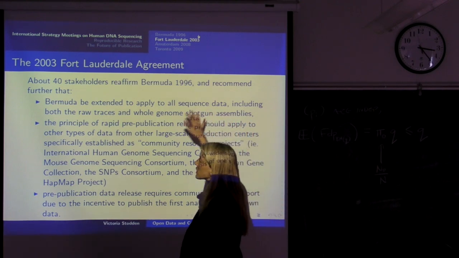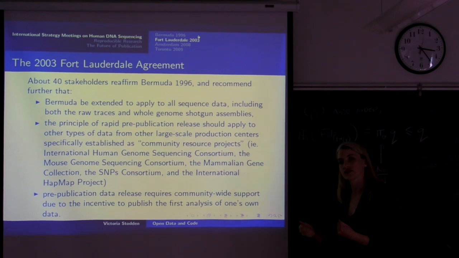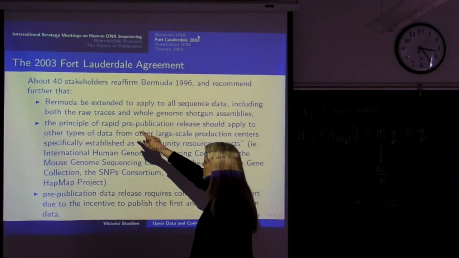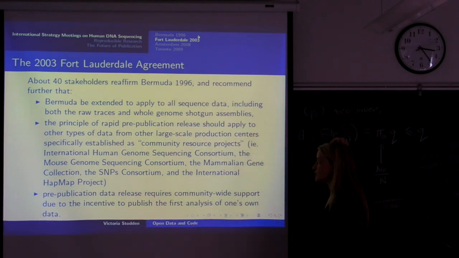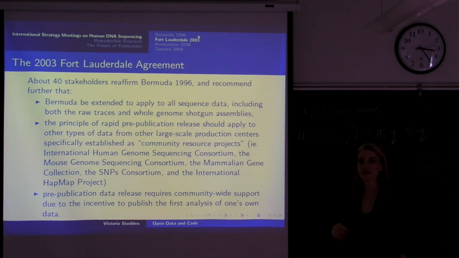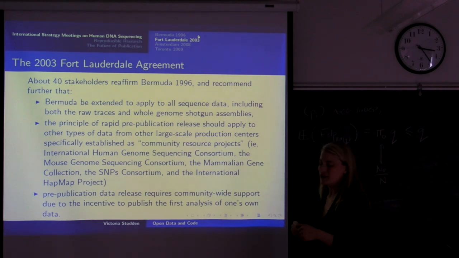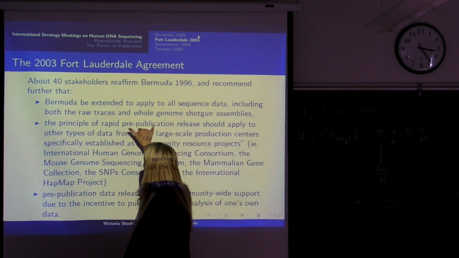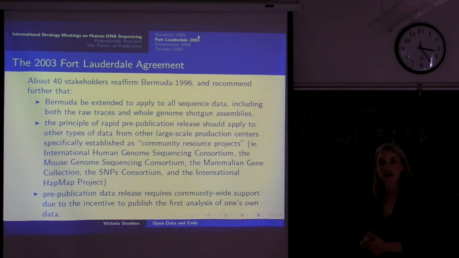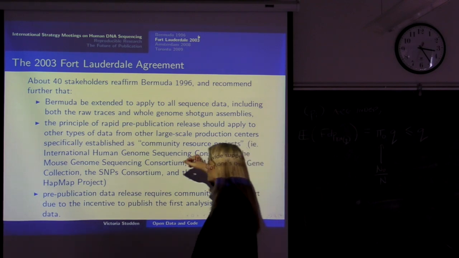But they're recommending changes. Now they've had time, and this is something they've put into practice. People have been thinking about this, and they see the cracks and gaps. So Bermuda is extended to apply to all sequence data, including both the raw traces and whole genome shotgun assemblies. One thing I'll mention: unlike everyone in the room, I'm not an expert in sequence data, so if you need me to tease apart different data types, other people might have to help out. Basically they're trying to scoop in more types of data, so this is a very holistic data release policy.